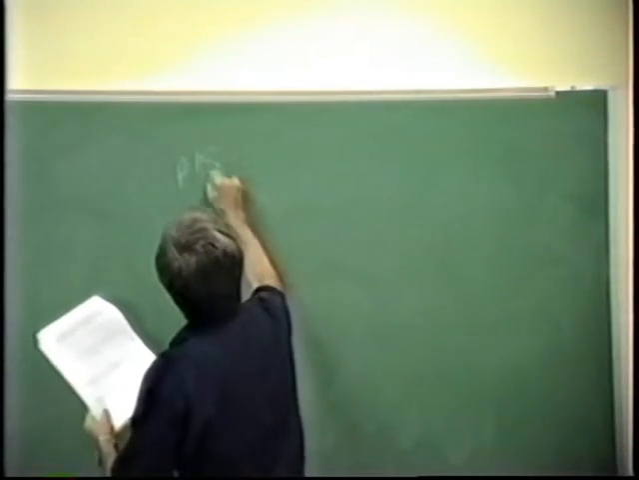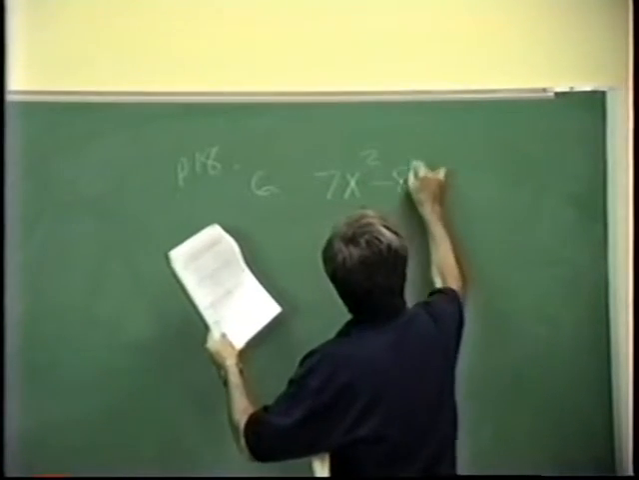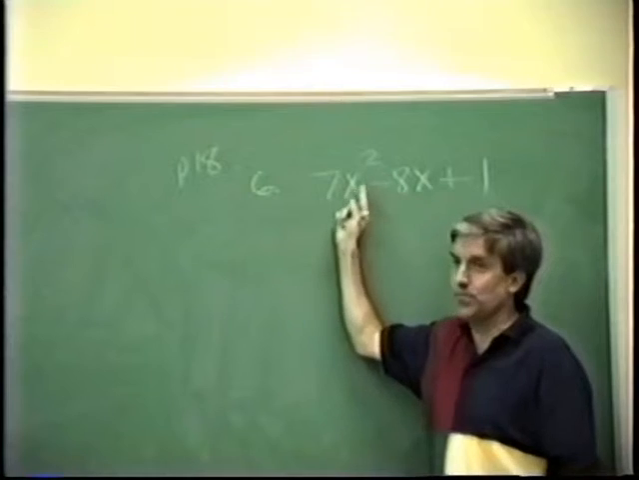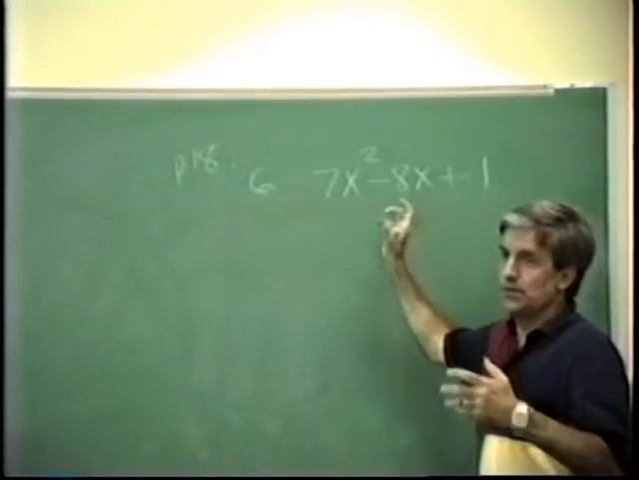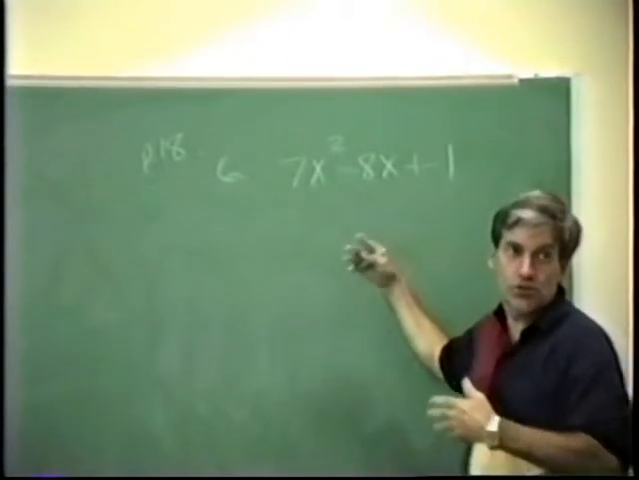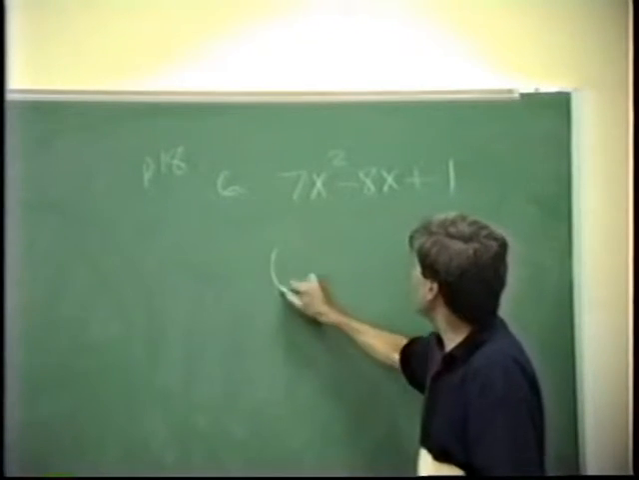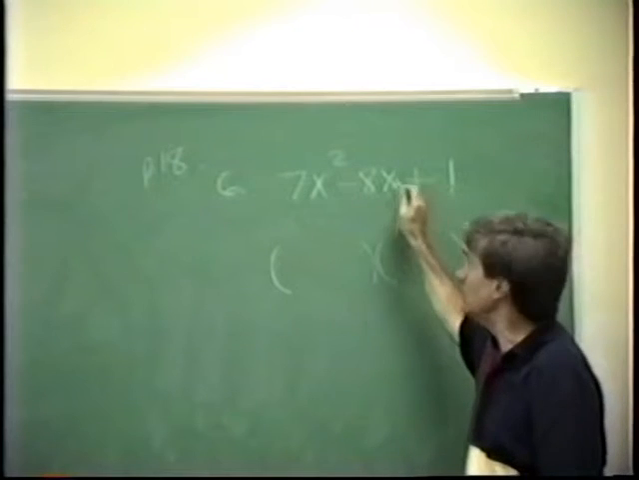On page 18, number 6, it says 7x squared minus 8x plus 1. Where you have a coefficient of x squared besides 1, they suddenly take on a new dimension in terms of the trial and error process you have to use in order to find out how to factor this. Now this is not a hard one because it doesn't have very many possibilities, but there's no common factor, is there? No common factor, so we'll start off.